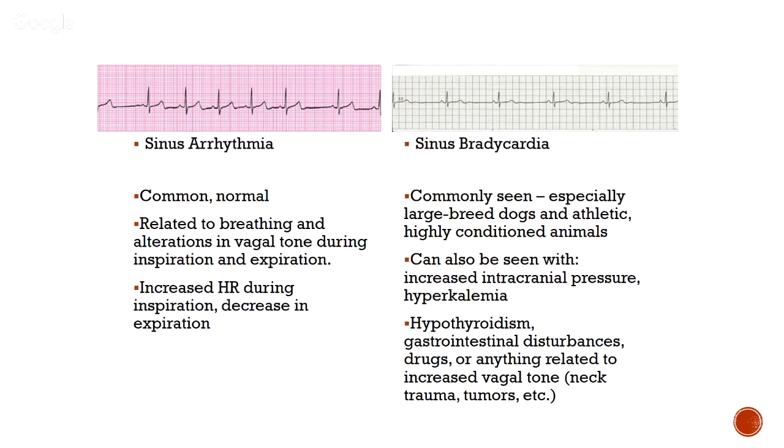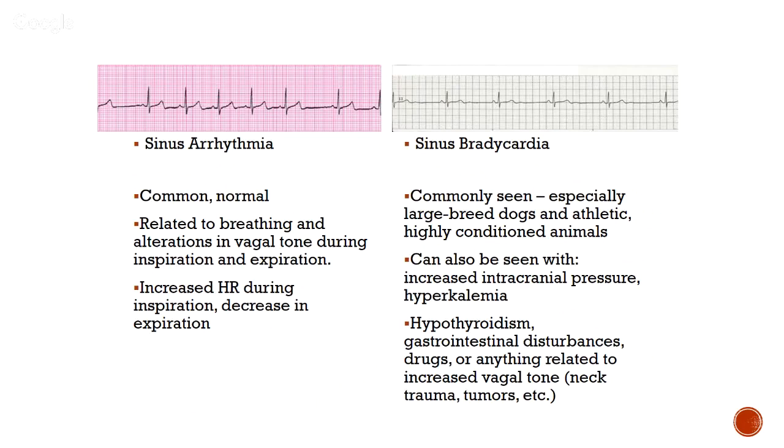We can also see sinus bradycardia with increased intracranial pressure. So if we have increased pressure in the head, it will slow the heart down. And sometimes we see this with head trauma or even anesthesia. We can also see it with hyperkalemia. And if you remember back to the slide a couple slides ago, what else we see with hyperkalemia, we'll see those tented T waves. So you want to look for those.